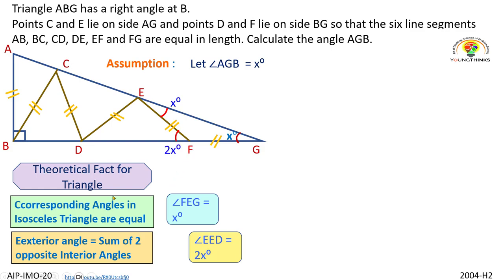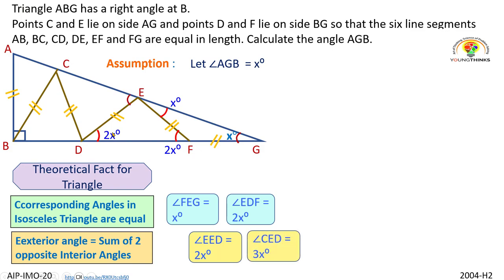Now, by the same first logic, in this triangle, these two sides are equal, and hence this angle is going to be that angle. If this is 2x, then angle EDF is also going to be equal to 2x. That's also going to be equal to 2x.